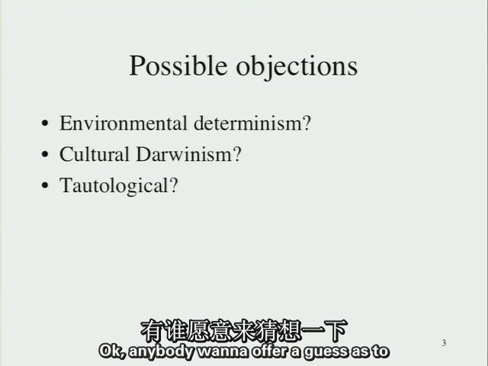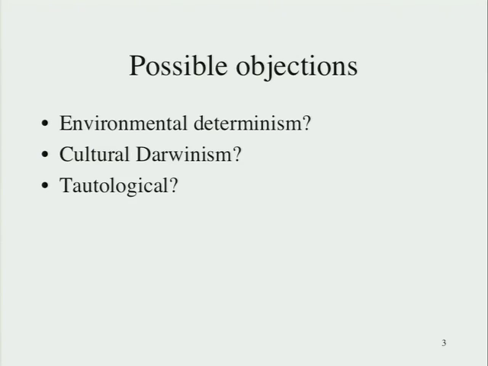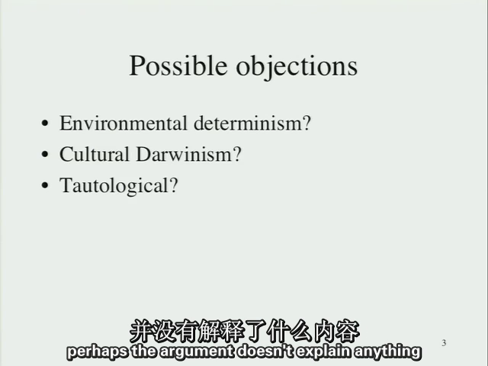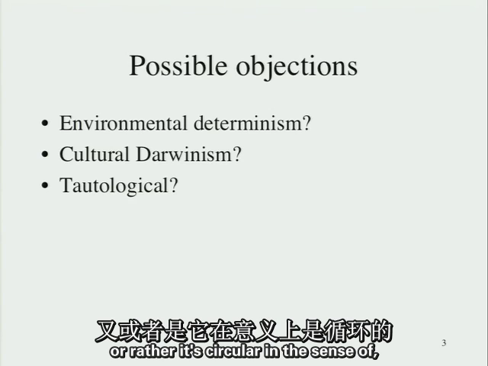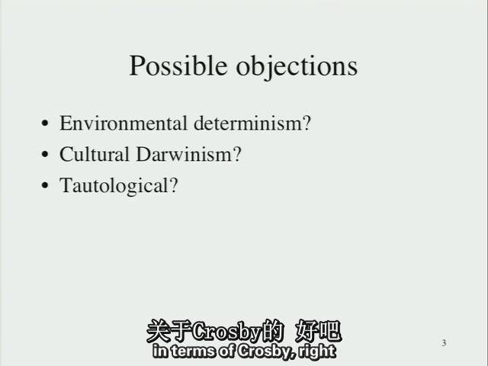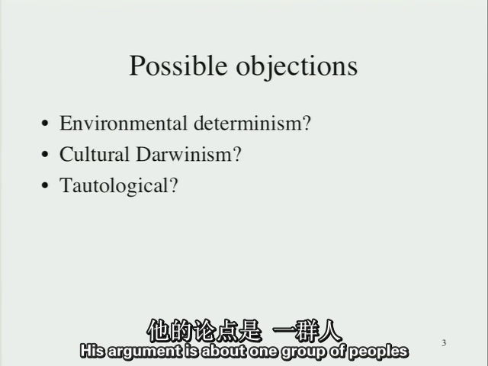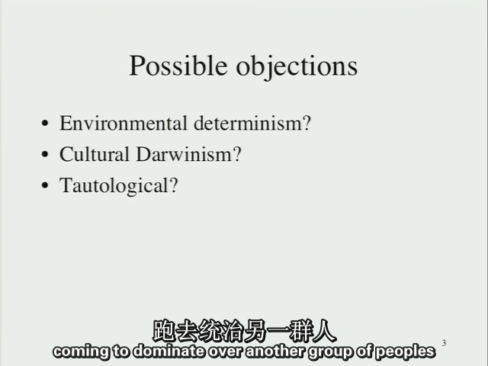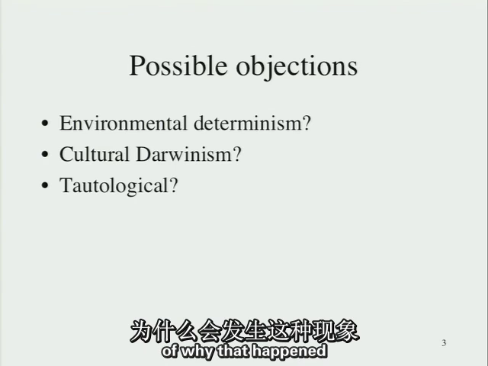Okay. Anybody want to offer a guess as to how you might read Crosby's argument that way? I mean, the idea here is that perhaps the argument doesn't explain anything because perhaps it sort of is self-validating. Or rather, it's circular in the sense of, well, let's think about it in terms of Crosby, right? His argument is about one group of peoples coming to dominate over another group of peoples. And he purports to be offering an explanation of why that happened.